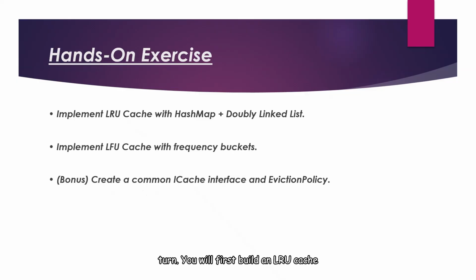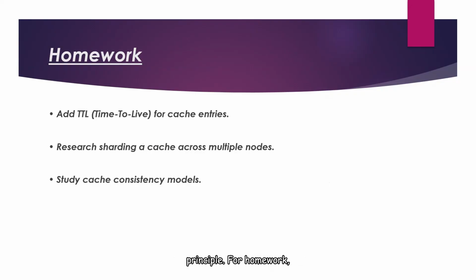Now it's your turn. You will first build an LRU cache using a hash map and a doubly linked list. Once you are confident, you will implement an LFU cache with two hash maps and frequency lists. For those who want an extra challenge, try designing an ICache interface and implement eviction policy classes for LRU and LFU separately, following the open-closed principle. For homework, enhance your cache to include a time to live feature where each item automatically expires after a certain time. Explore large-scale distributed cache designs, especially how caches are sharded across nodes using techniques like consistent hashing. Finally, study consistency models for caches. When should you prioritize fresh data versus quick availability?